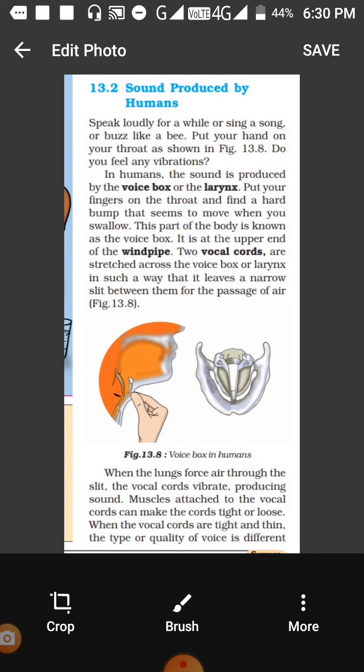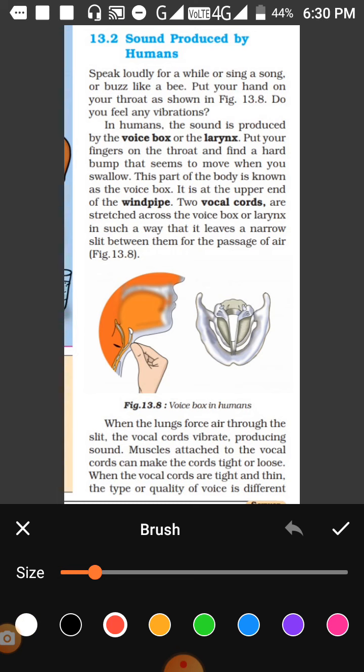In humans, the sound is produced by the voice box. So this voice box is situated in this part of the throat. When we speak, what is actually happening is, this is a portion of the mouth shown. Under the throat there are lungs.